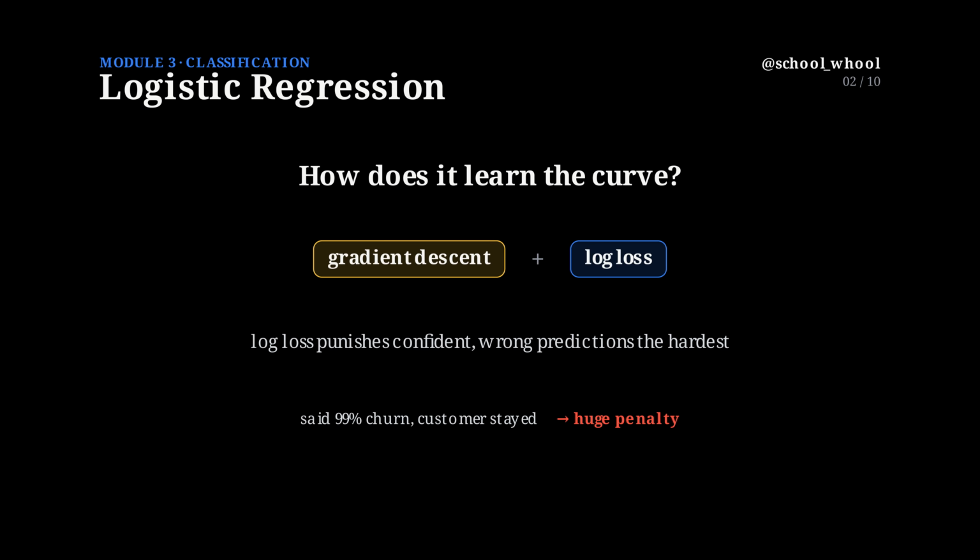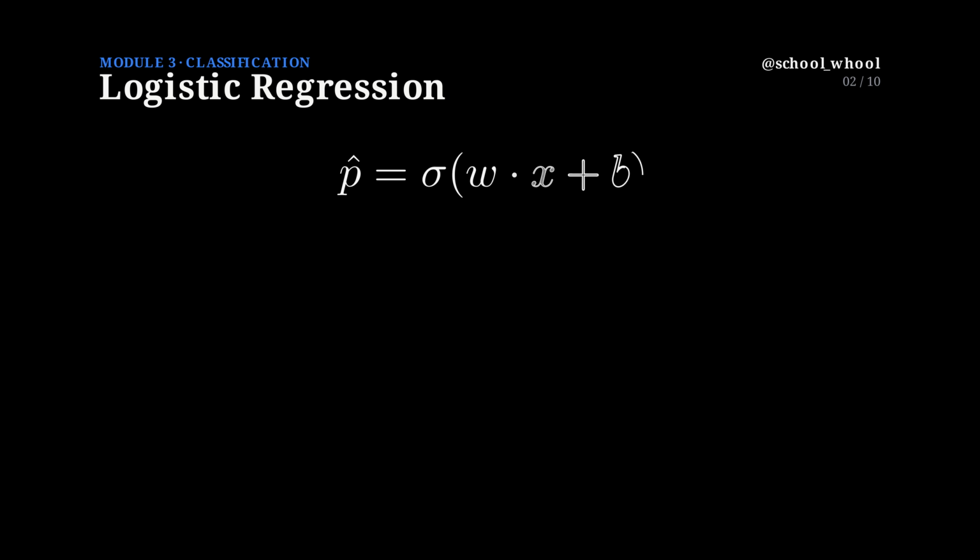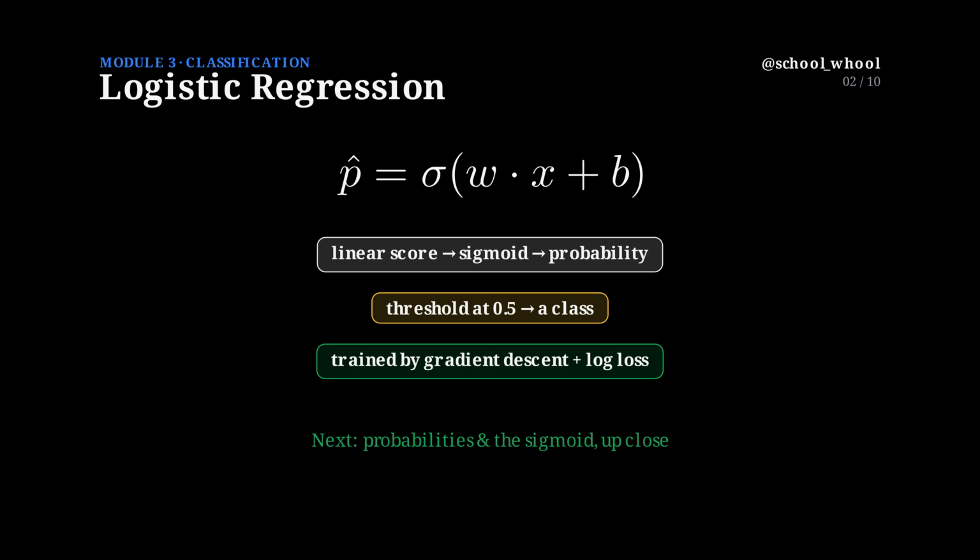So logistic regression is simply a linear model wearing a sigmoid. It outputs a probability, a threshold turns that into a class, and gradient descent trains it. Next, we zoom right into that sigmoid, and the probabilities it produces.